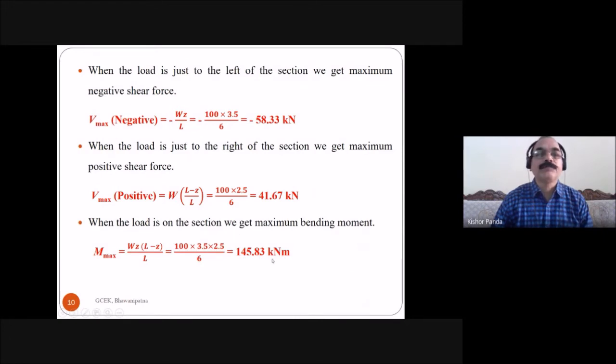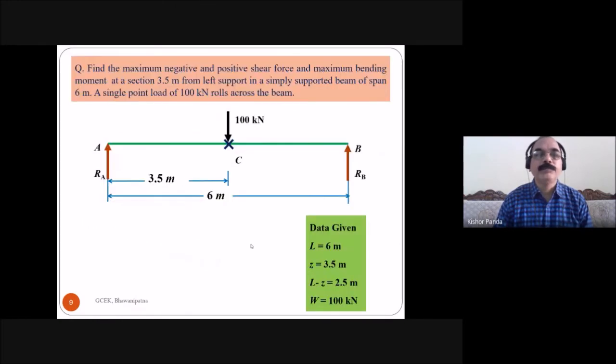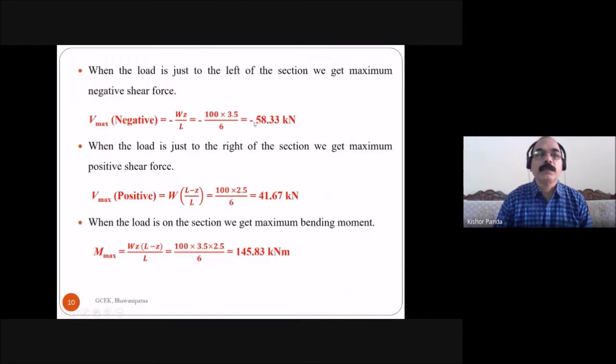So this is the maximum negative shear force, maximum positive shear force, and maximum bending moment at a section C. At a section C, this is the maximum shear force, negative, positive, and bending moment.